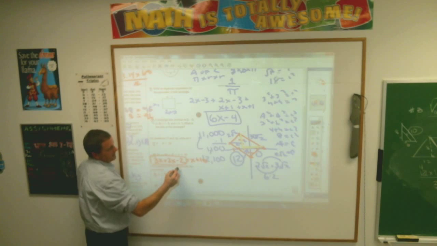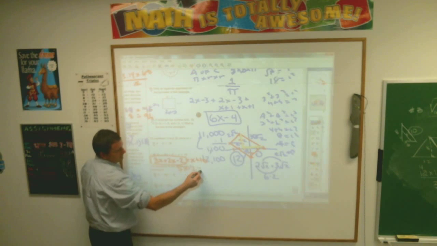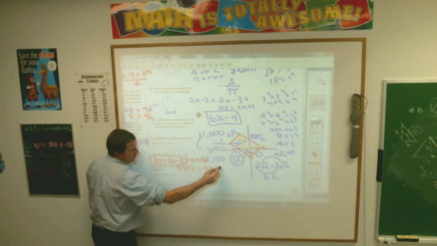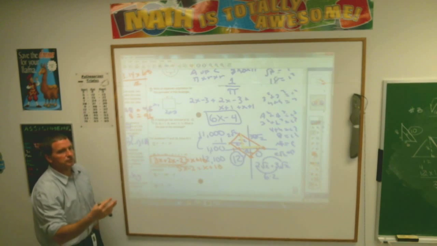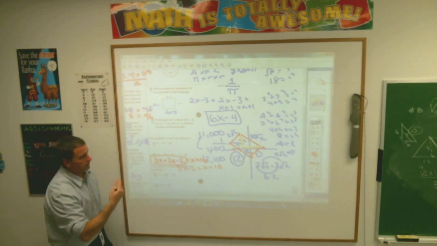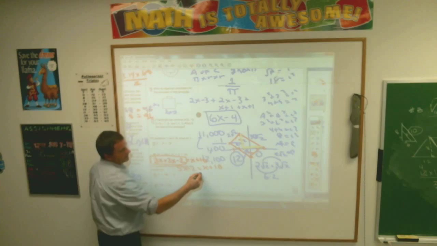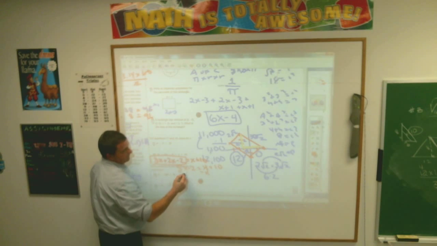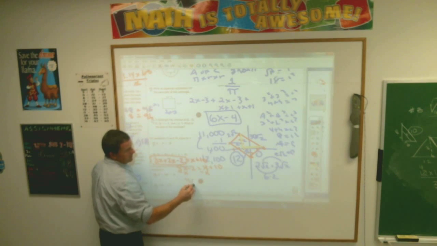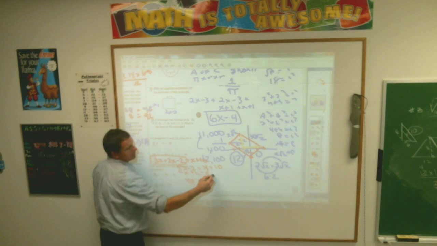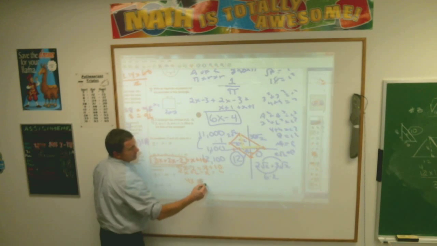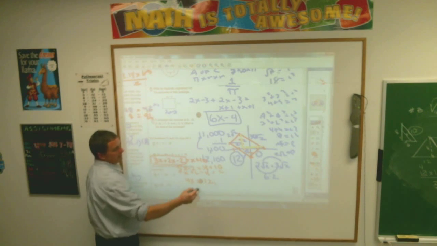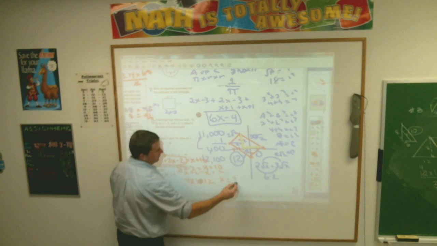3x and 2x is 5x. And I can't put anything over there. Now once I simplify each side, I move stuff by adding and subtracting it over. I move this x over by subtracting it over. 5x minus x is 4x. Add 2 over there. 4x equals 12. So x has to equal 3.